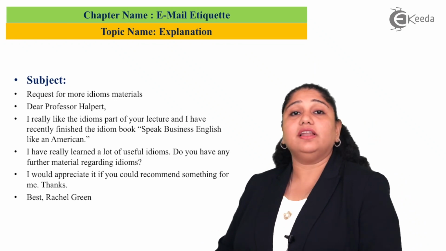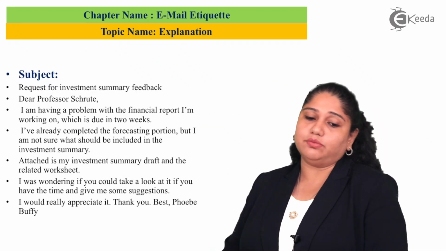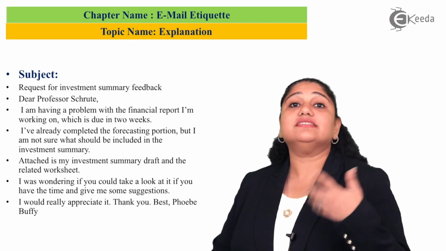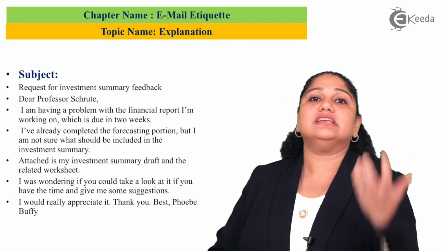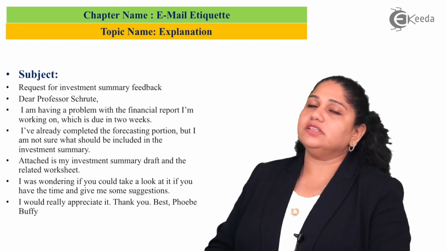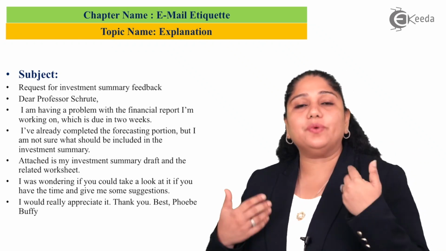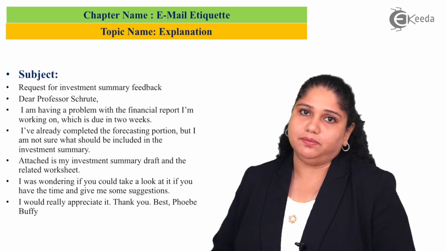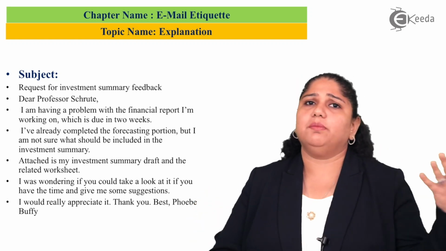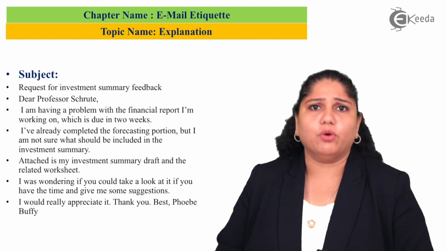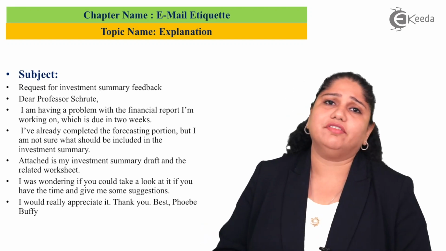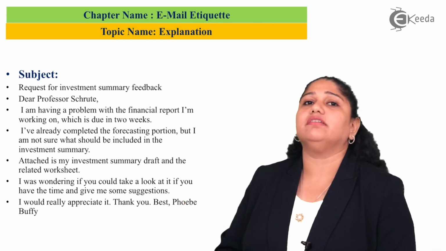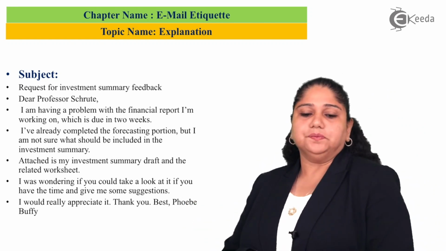The next example, let's see the subject line: request for investment summary feedback. Now this is a request email, where you're requesting something from a person. This goes everywhere in all industries, wherever you are asking people for certain things over an email. Give me the MIS report, give me the feedback forms, or you are asking someone to review an investment summary over mail. So this is what would help you if you correlate your work with this email.